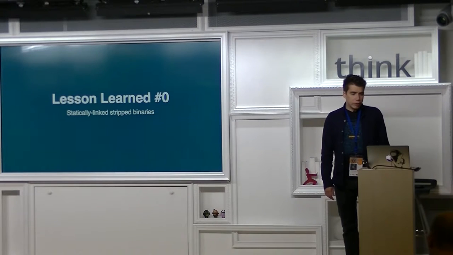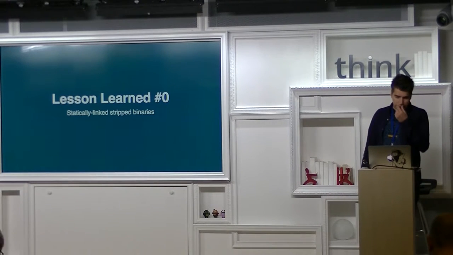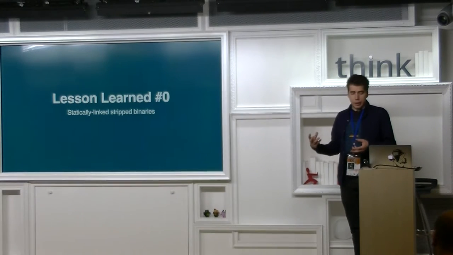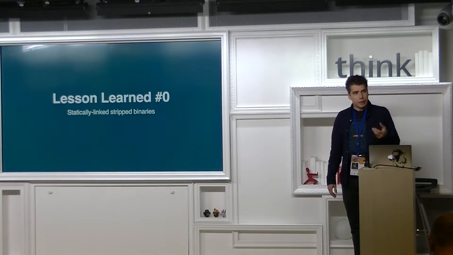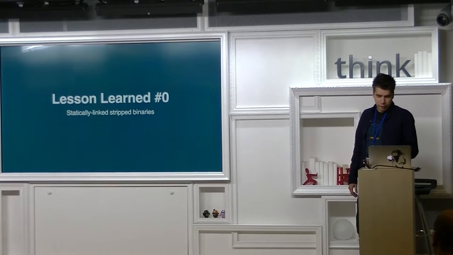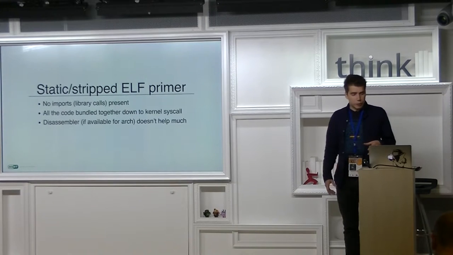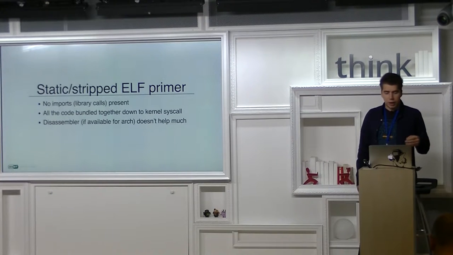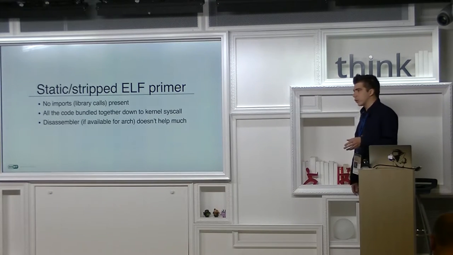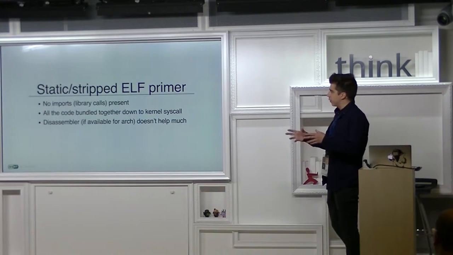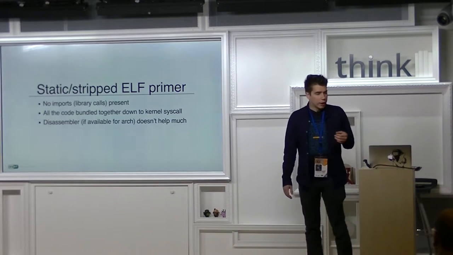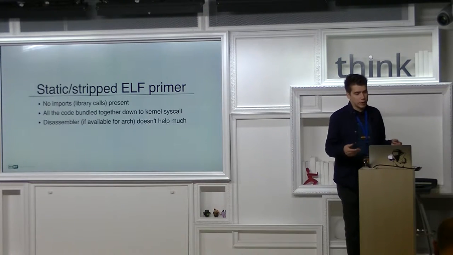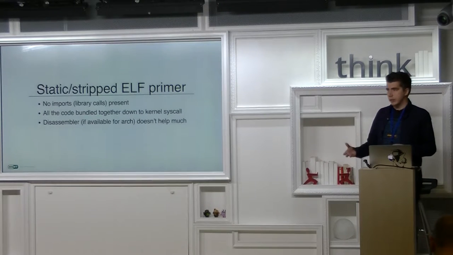So first thing we learned analyzing Linux Moose is the statically linked stripped binaries. Statically linked means that the libraries are inlined into the binary. And stripped means no debugging symbols, for those who are not familiar. So no imports means everything is inside, and everything is bundled down to the kernel syscall. And the disassembler, even if you have the big version of IDA with the ARM disassembler, it doesn't help you because there is just a ton of C code and nothing makes any sense beside the syscalls, which are hard-coded and which IDA doesn't even map.